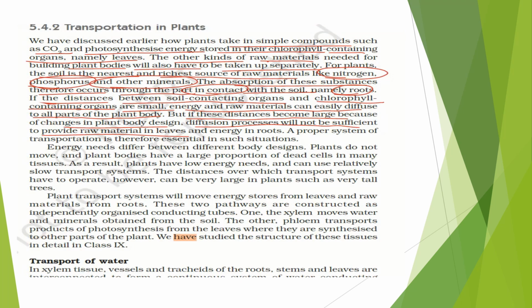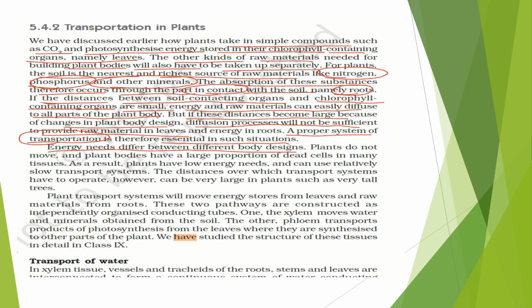The design is not that simple: leaves are at one extreme end of the plant and roots are at the other extreme end, so energy and raw materials can't be transferred easily from one part to another. So there is a proper system of transportation in plants also, which is essential in all such situations. Transportation helps move these raw materials and energy from one part of the plant body to the other.